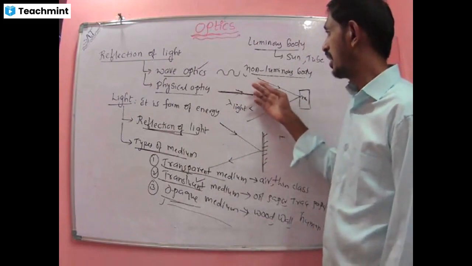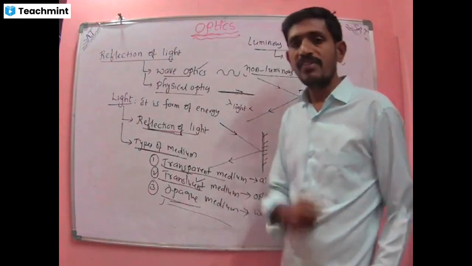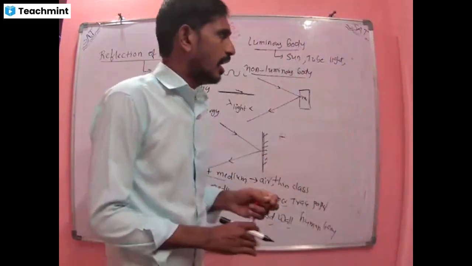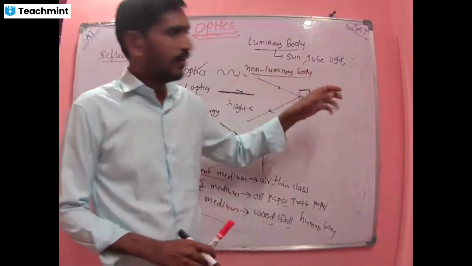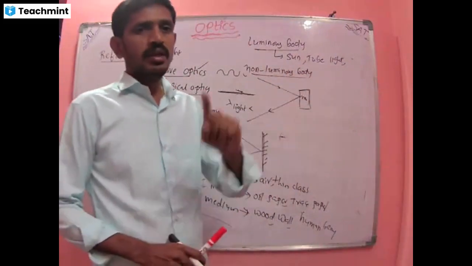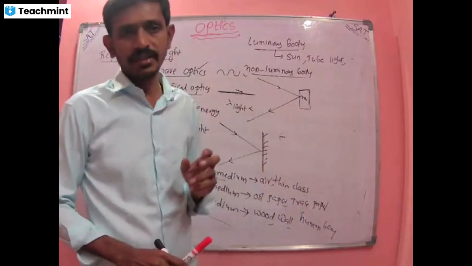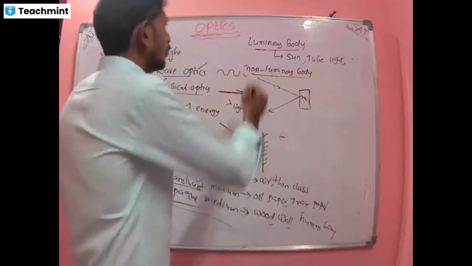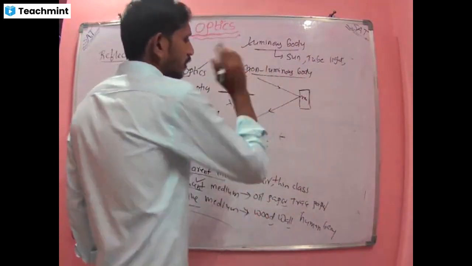The correct answer is the one able to reflect the light. It's very, very important here. And also the fourth option doesn't give any light here. So my option is B and C. Sorry, B and D. So this is about the luminous body and non-luminous body.